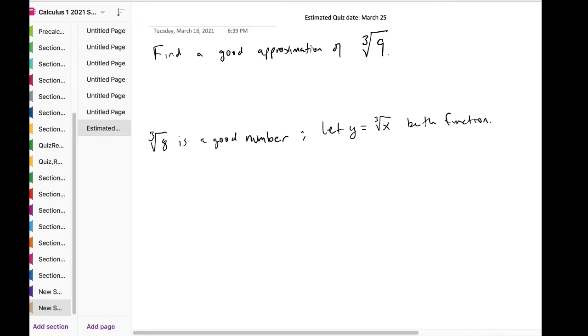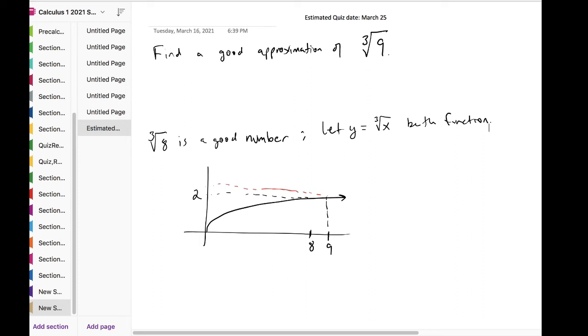So just to sketch this, cube root of x kind of looks similar. Let's say it's like that. And what is cube root of 8? Why did you choose 8? Yeah, because cube root of 8 is 2. So 9 is kind of close. It's a little bit above.